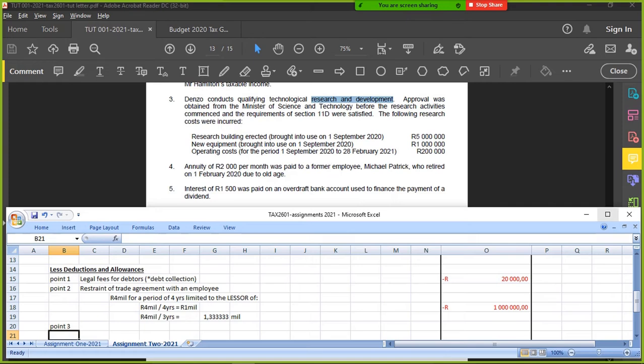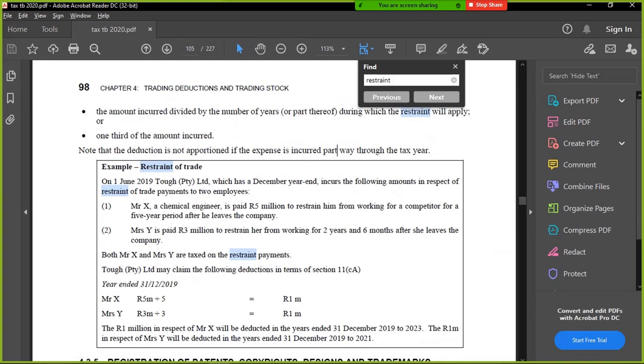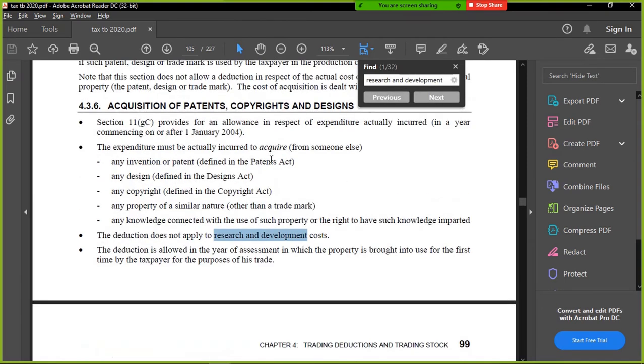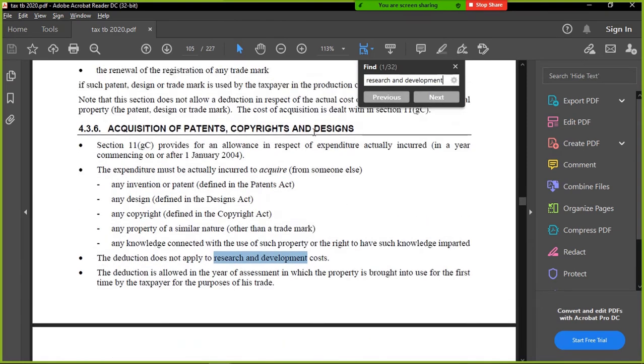Again, just to look at the actual content, the textbook is your best source of information here instead of having to go to legislation. Let's search research costs. That didn't come up. Let's go research and development. All right, so see here, acquisition of patents, copyrights, and designs. You'll see the deduction does not apply to research and development costs. You can see that it's not specifically part of it because this is separate in terms of your deductions.